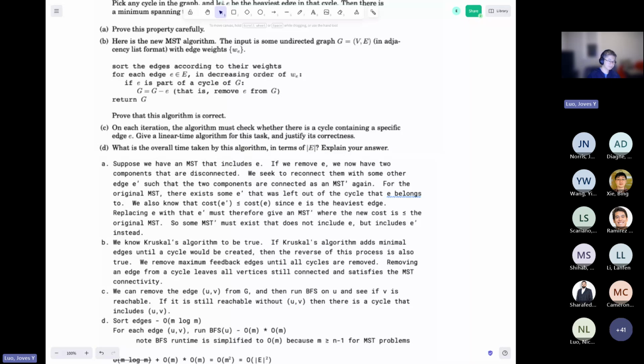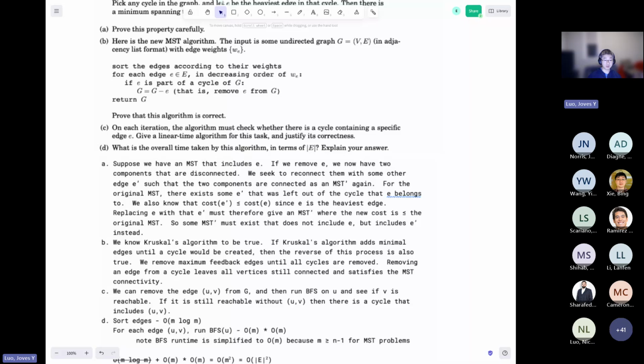So that's part B. Part C says, on each iteration, the algorithm must check whether there is a cycle containing a specific edge E. Give a linear time algorithm for this task and justify its correctness. We can take an edge that we are considering and ask, is this part of a cycle? We can remove that edge from G and then run BFS. Is V reachable from U? We've seen this before. Take an edge, remove it. If U can still reach V, then UV was part of a cycle. If not, then UV was not part of a cycle.